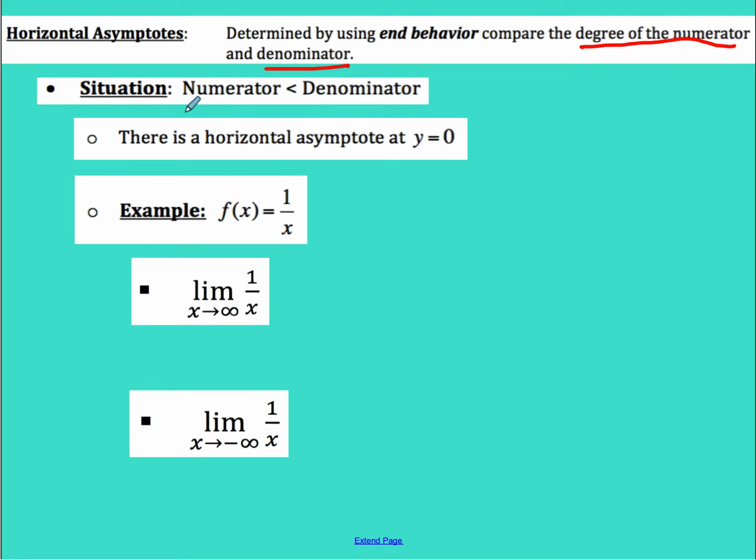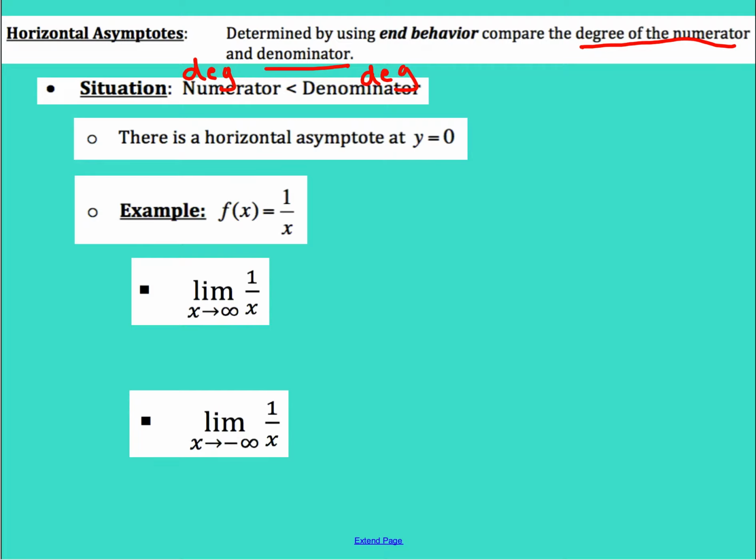So here's the situation we're going to look at. If the degree in the numerator is less than the degree in the denominator, if this case happens, then there is a horizontal asymptote at y equals 0. So let's just talk about how this happens.